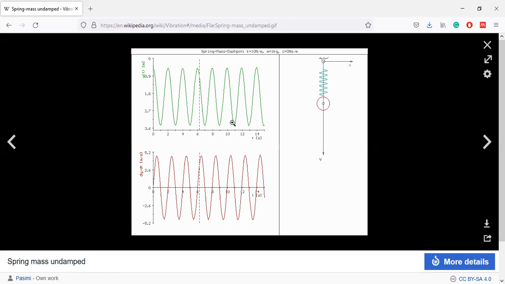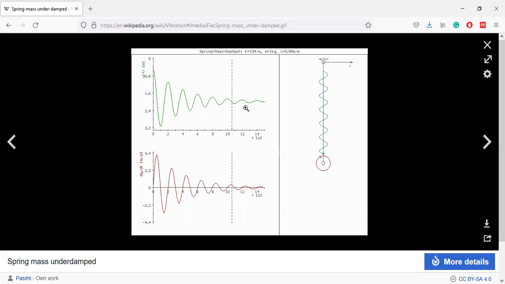So we can observe the cosine graph and sine graph here. In the case of the sine graph, the mean position is 0 here, but here the mean position is somewhere else, and it oscillates constantly like this. So this is a simple harmonic motion case for undamped vibration analysis. This is all about the undamped free vibration illustration.